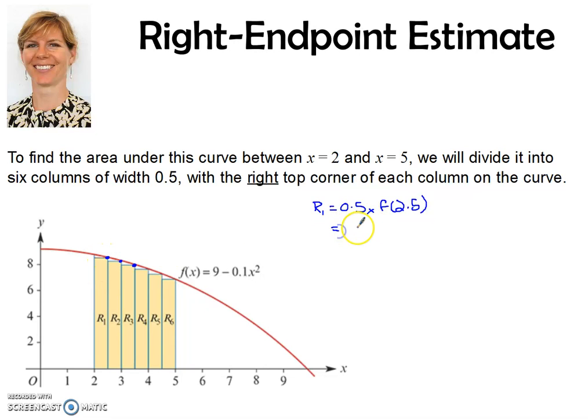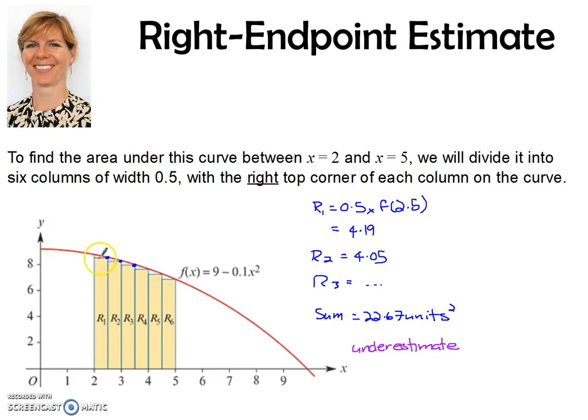Okay, so we already worked that out as 4.19, and then we had R2, which is going to be 4.05, and then R3, we can work out, and so on and so forth. You end up with your sum, and that will give you 22.67 units squared. That's a little bit of an underestimate, because each of those columns is a little bit shorter than it needs to be, so you kind of miss this bit here and this bit here and so on.